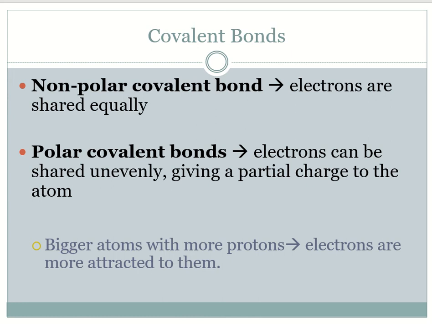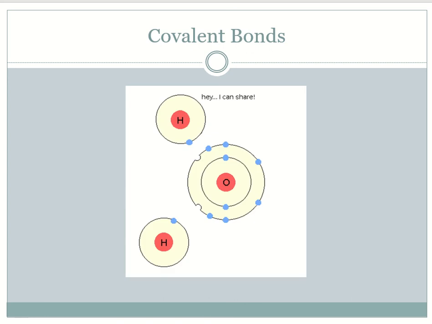Most often this happens where a bigger atom will steal more of the electrons than the smaller atom, so the one that has more protons steals the electrons more. And what happens is then we have a partial charge on our atoms, and this is really important whenever we start to look at water. So for example, this is hydrogen and oxygen. Oxygen is much bigger, and so even though it's sharing the electron with hydrogen, it's going to share it very unevenly, giving oxygen a negative charge and hydrogen a positive charge.